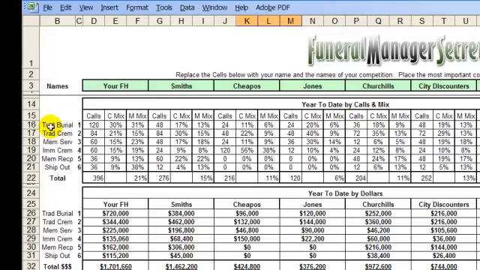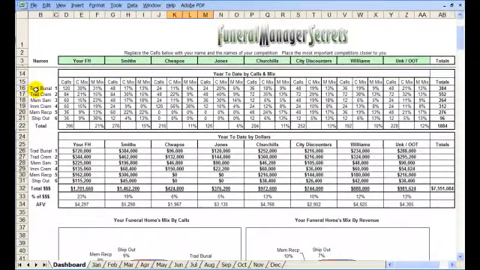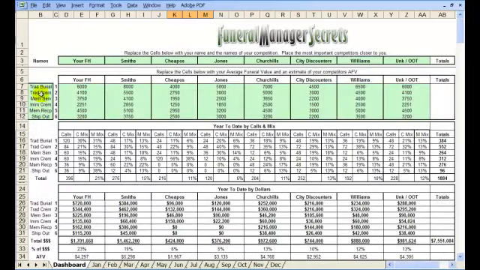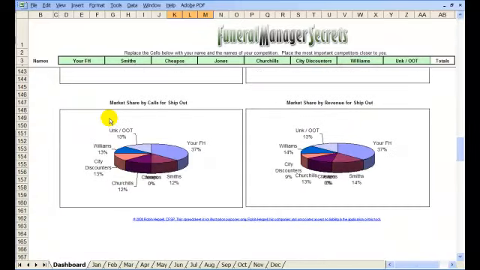Or maybe it's a specific niche of the market. Maybe you cater to the Jewish faith or the Mormon faith, and you're tracking that business, or some other niche. So these are very customizable, and it does all 6 categories for you automatically.